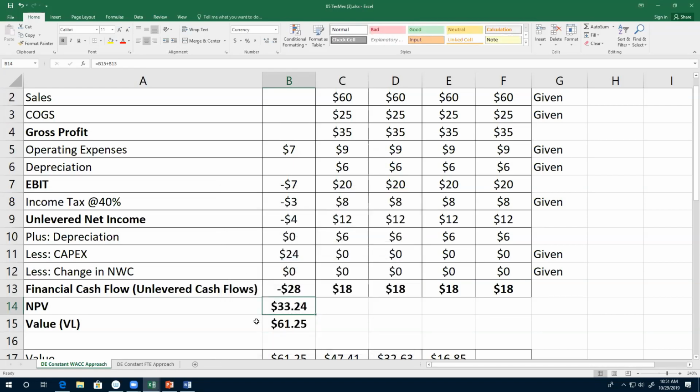So a positive NPV investment. Again, nothing new up until now, right? Just the standard WACC valuation approach. So far, so good.